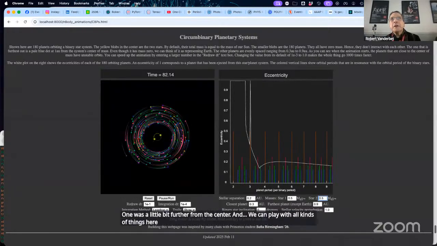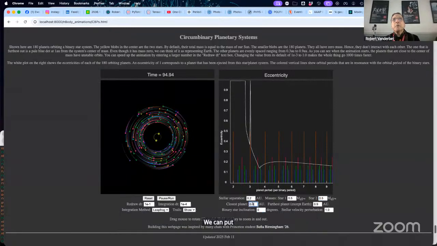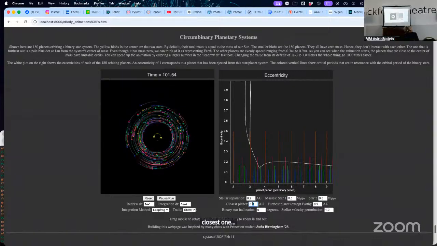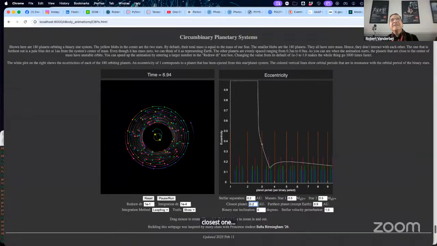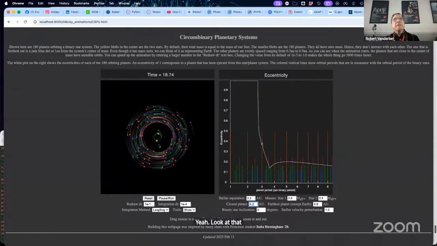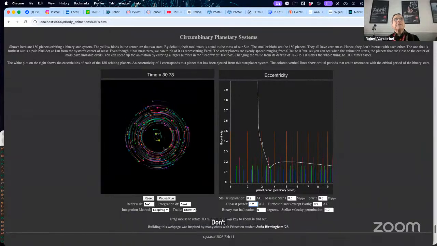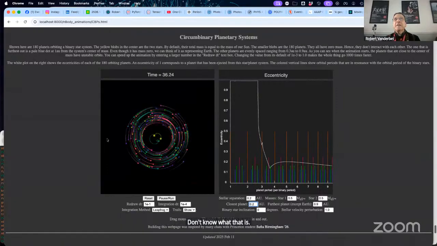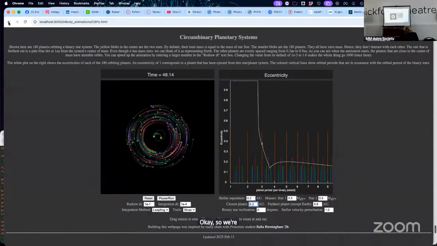I don't know if you want to do all this. We can put the closest one further in. It'll make it blow up even faster. So yeah, look at that. One green one kind of looks like it got into a stable orbit around there. Don't know what that is. Well, we'll see things like that in slides that I'm going to show you next. Okay, so we're done with this.